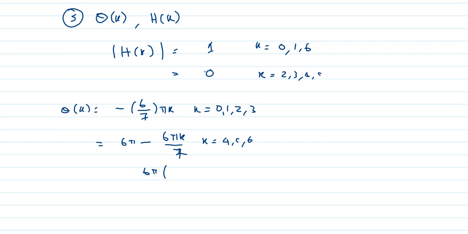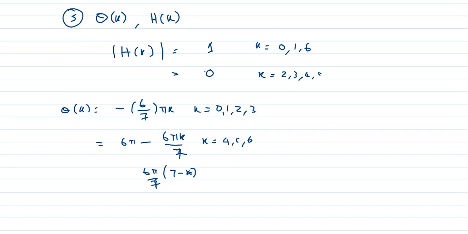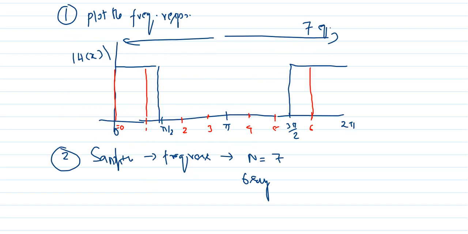Okay, if I take 6 pi by 7 as common, you'll get 7 minus k. Now we have to find out what is my h of k. We'll take the first half, even though this is full. First half means samples 0 to 3. This will become exactly equal to that.